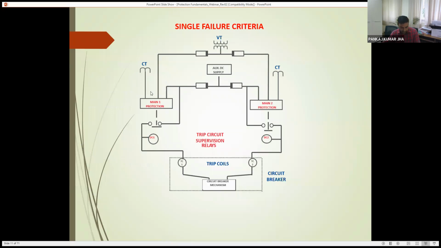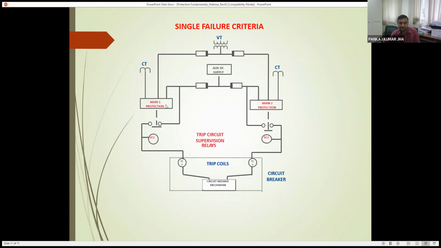And because of that, this is the general single failure criteria. For all 400 kV and above lines, basically as per CBIP guidelines, for all 220 kV and above lines, we will have two protections, main one and main two. Both of these may be distance, may be differential, or can be distance or differential, but these are two different protection functions, maybe of two different manufacturers.